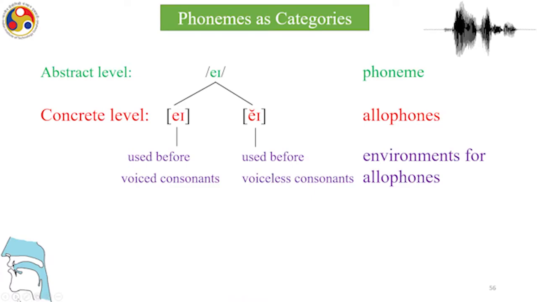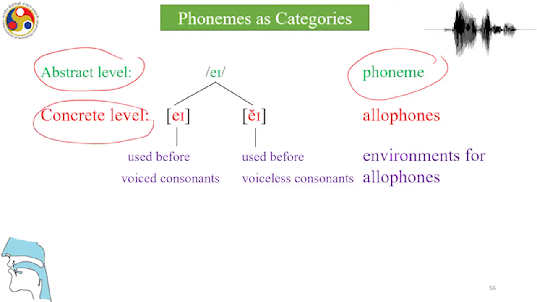So what we talked about just now is conceptualized in phonology like this. We have an abstract level, and then we have a concrete level. In the abstract level, that's how we are storing the sound in the mental representation. However, in terms of production, it will vary.